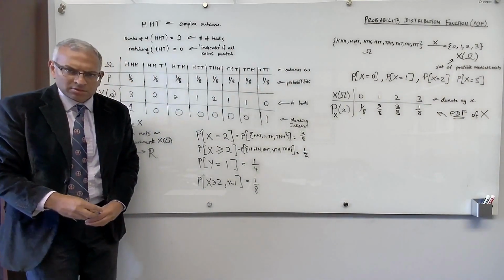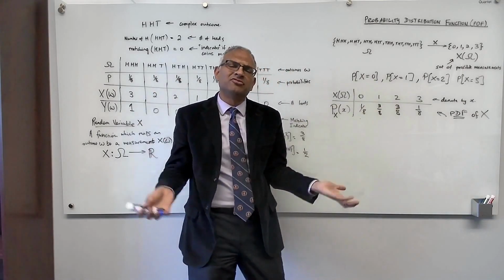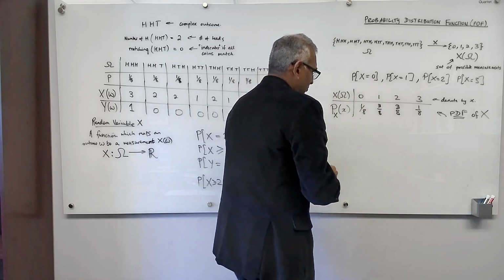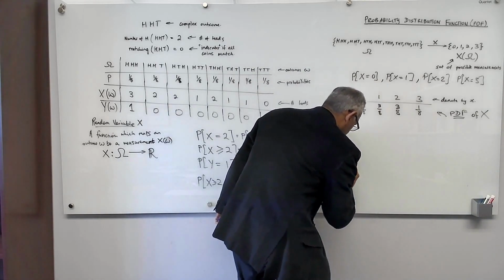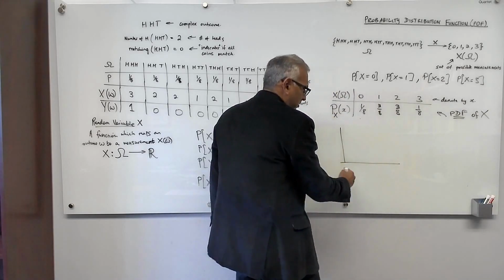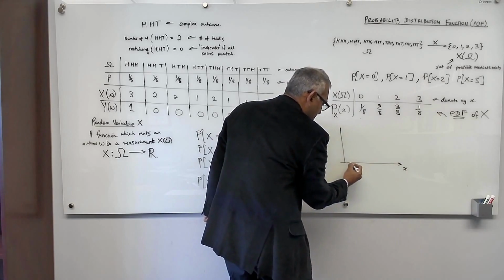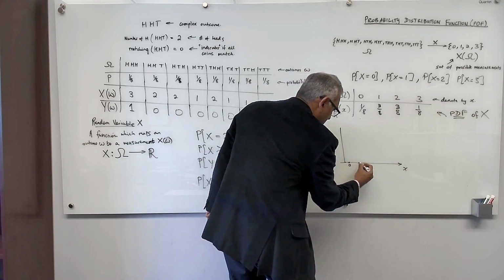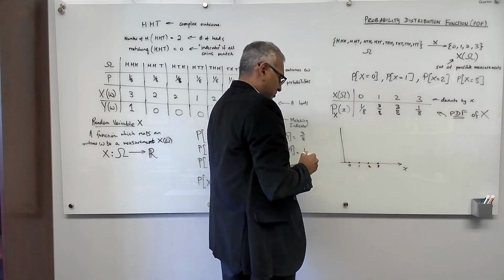Good. Now, certainly we can list the PDF as a table, but very often we like to plot it as a bar chart or even just a regular chart. Let me show you what that would look like. We plot, on the x-axis, all the possible values of x: 0, 1, 2, 3. Those are the possible values of x.